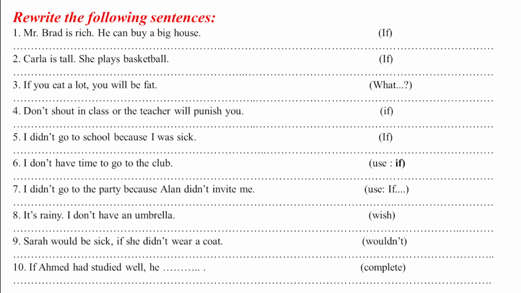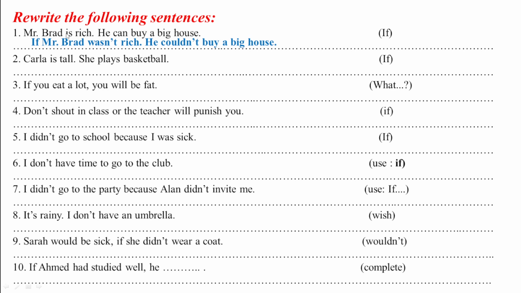Here is the first question. Write the following sentence. Number one, Mr. Brad is rich. He can buy a big house. So as you see here, the real situation of Mr. Brad is that he is rich. This is a present situation, so we can use the second conditional, and look at what I'm going to do. This is the answer: If Mr. Brad wasn't rich, he couldn't buy a big house.